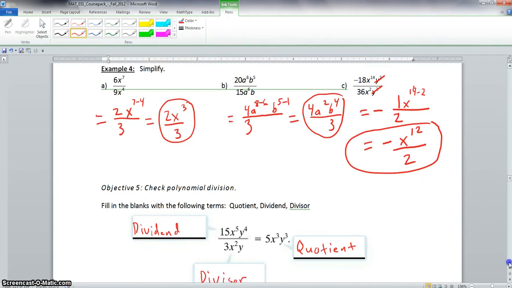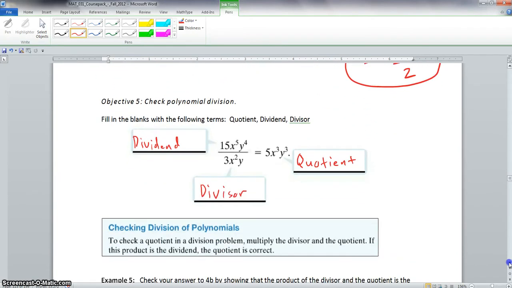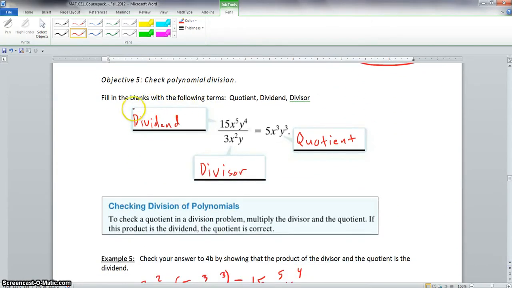Now, we scroll down here. It says check polynomial division. Fill in the blanks with the following terms: quotient, dividend, and divisor. I took the liberty of filling these out already. So we have our quotient, which is our answer after we divide. Our divisor is our denominator, and our dividend is our numerator.